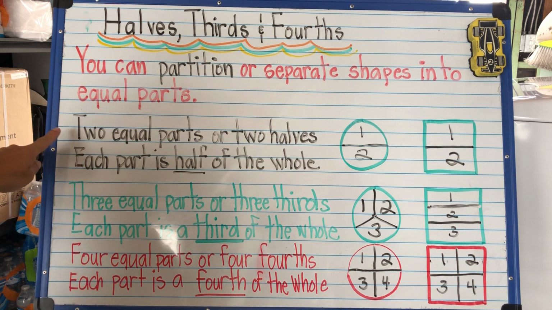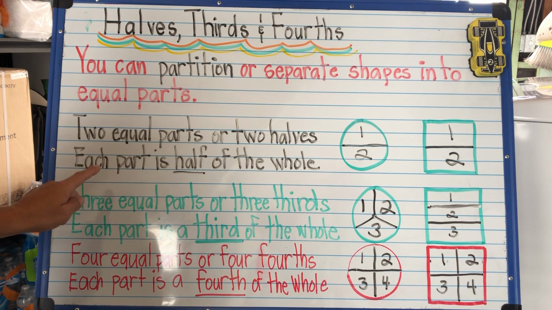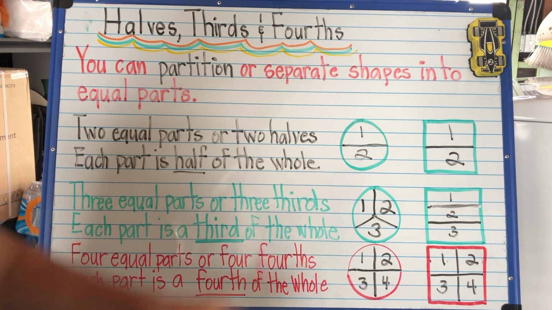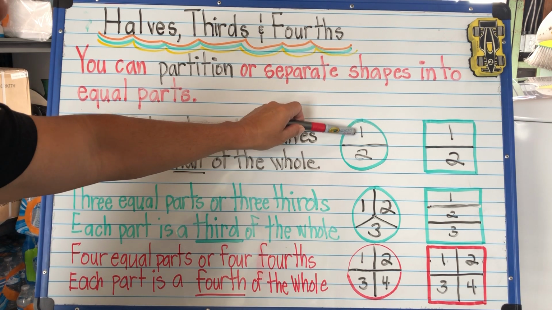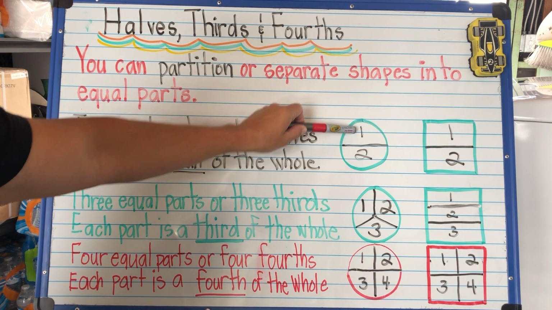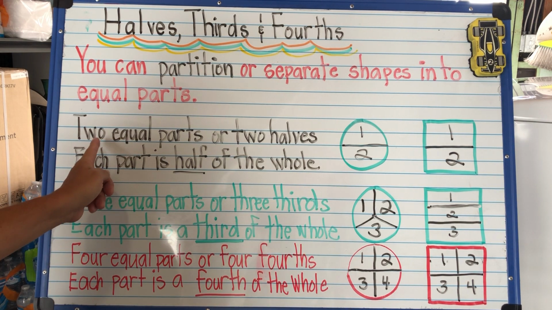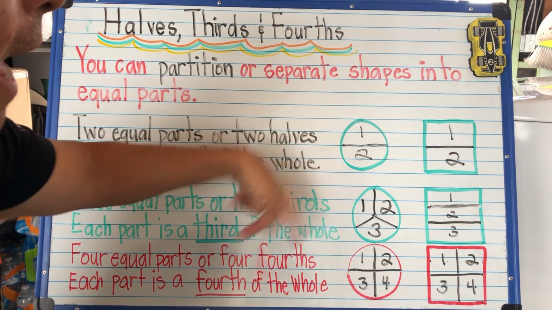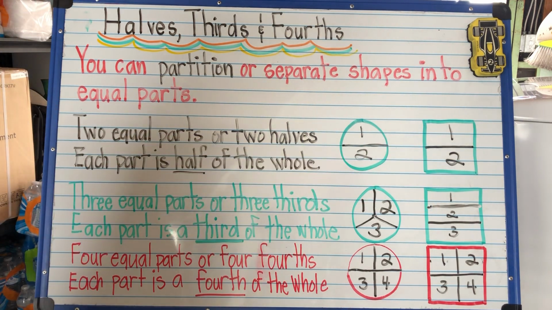So for example, right here it says we can have two equal parts or two halves. Each part is half of the whole. So in this example, there's our circle. We have two equal parts. There's an equal part over here, part number one, and then there's another equal part down here. Well, what we have are two equal parts, or we have two halves. There's one half here, and then there's the second half down here.